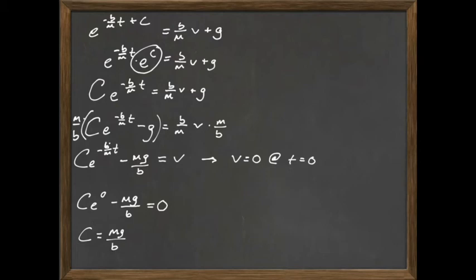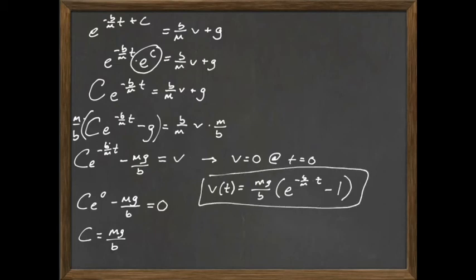All right, so that means our final equation for velocity as a function of time is mg over b times e to the negative b over m times t, minus 1. Okay, and so there's our expression for an object falling with air resistance.